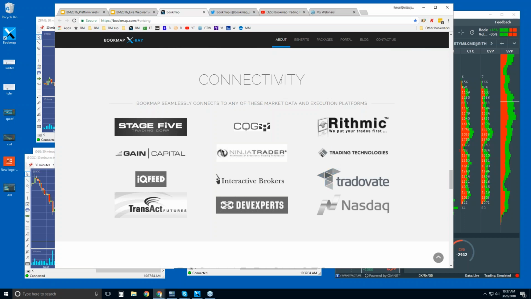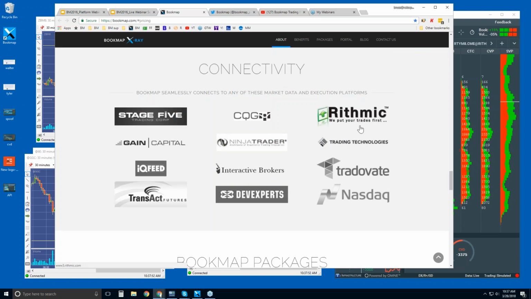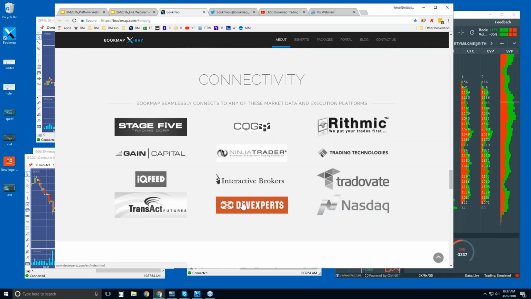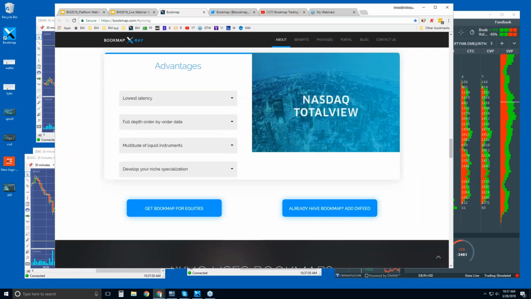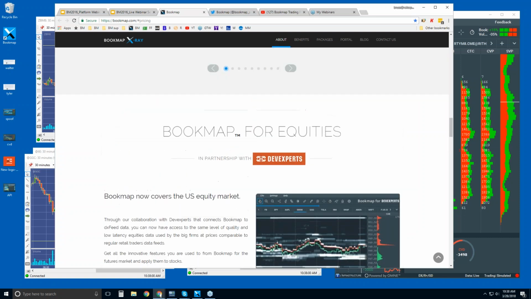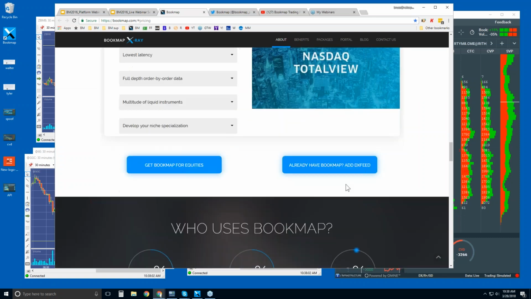All right, so connectivity. We are not a data provider. You'll see that there are some other trading platforms up here like Ninja, TTX Trader Pro, and Interactive Brokers Trader Workstation. We connect via the API of them, but you can also see all the different other ways of connecting directly without any API. And Bookmap for equities is through Dev Experts here, and you can read more about that if you scroll up here and read about Bookmap for equities here.